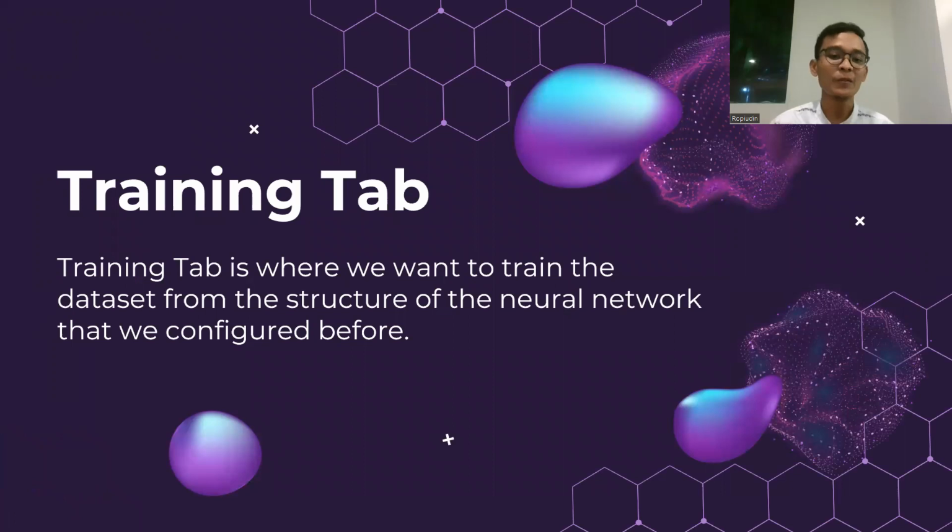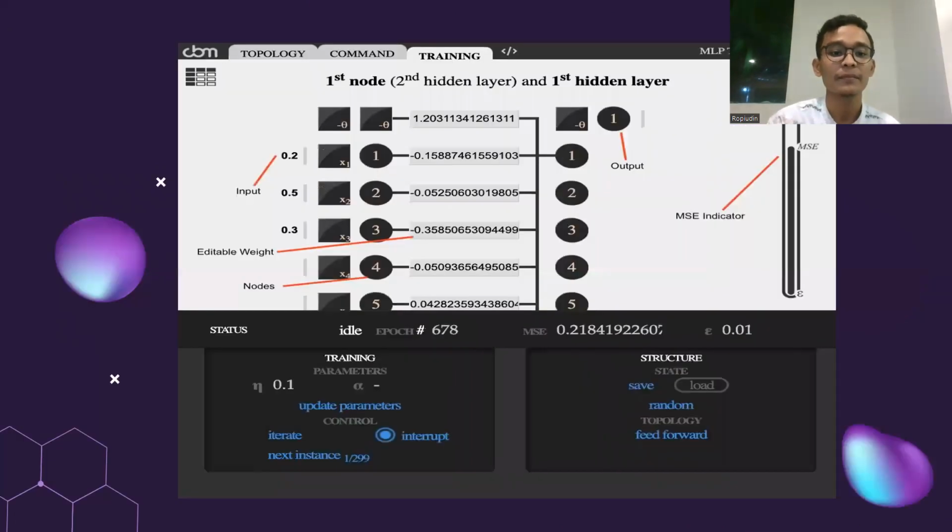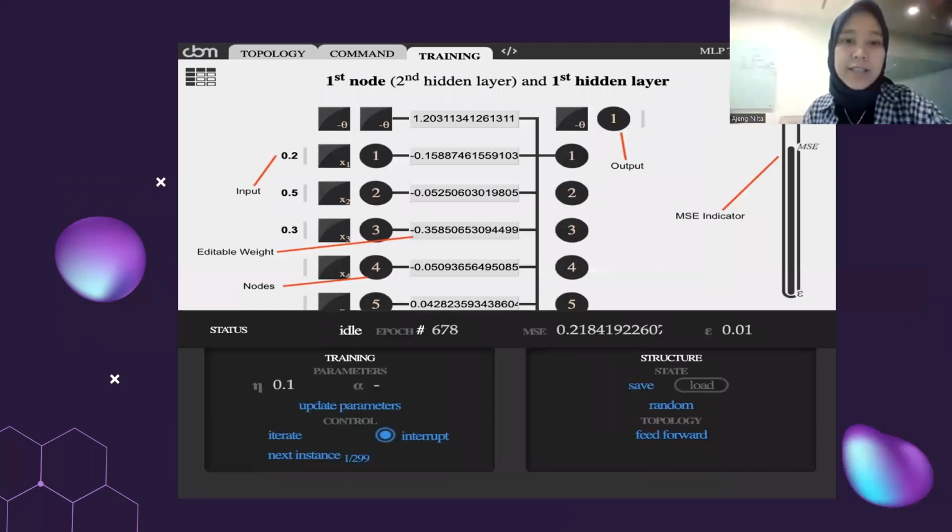Next, we move on to the training tab on MLP Topology Workbench. The train tab is where we want to train the dataset from the structure of the neural network that we configured before. Next slide. As you can see on the top half of the interface, there are the input number of nodes, editable weights, outputs, and an MSE indicator.